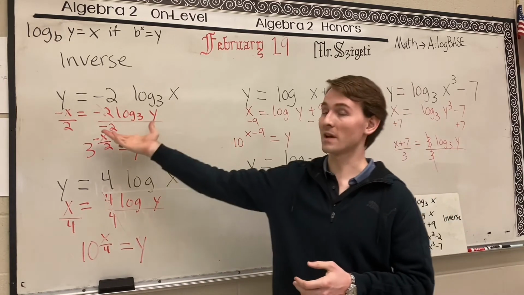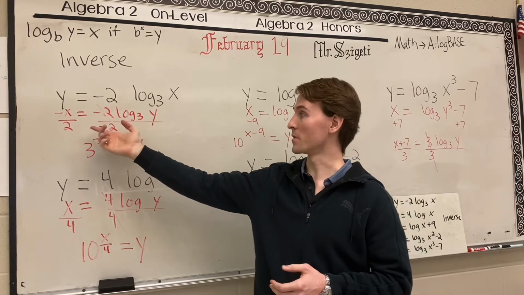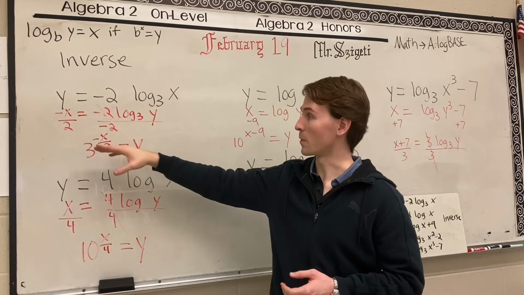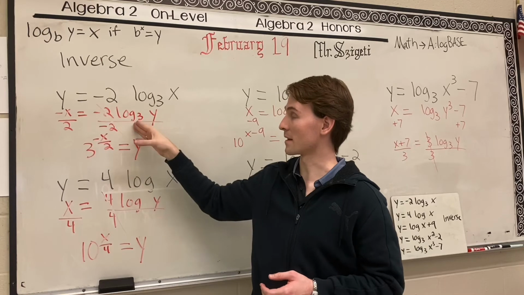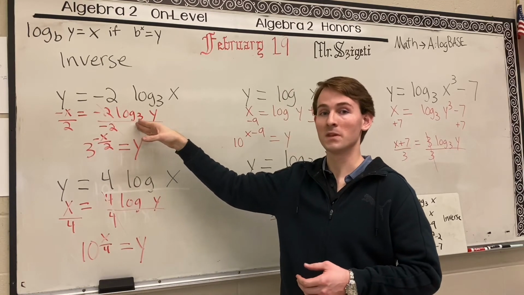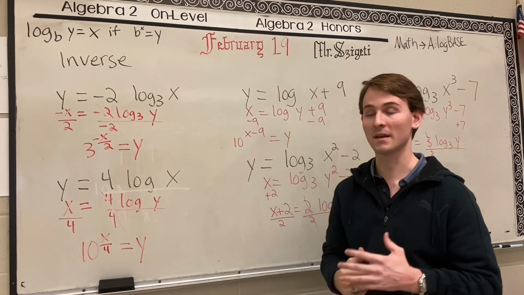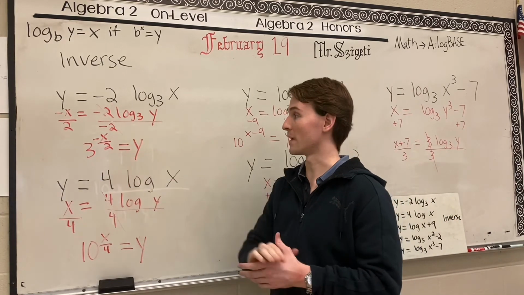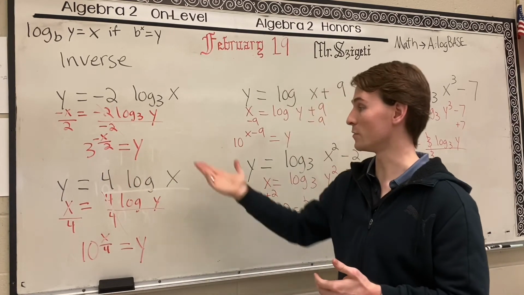So as usual, we have to switch the x and the y. And then what you're going to do is divide, in this particular case, by -2. That way we can go ahead and isolate the variable y as much as possible. You convert it then from logarithmic form back to exponential form, and you're left with your answer here. 3 to the power of x over 2, or negative x over 2, is equal to y.